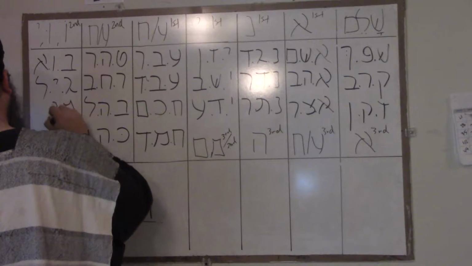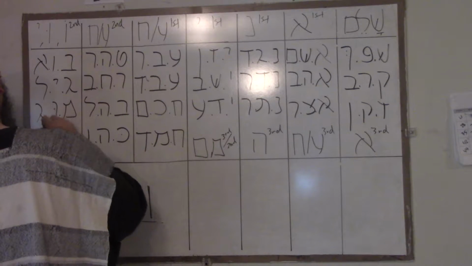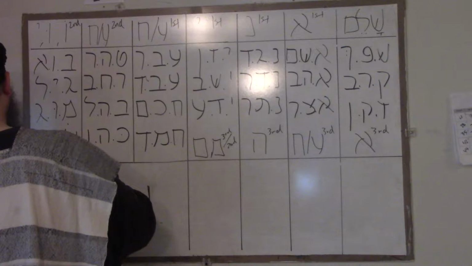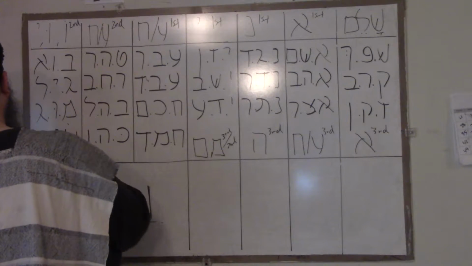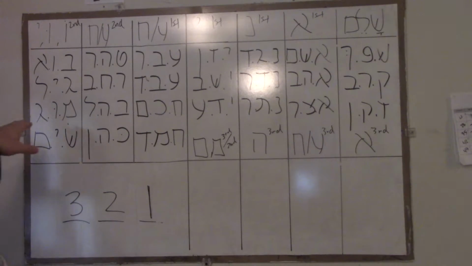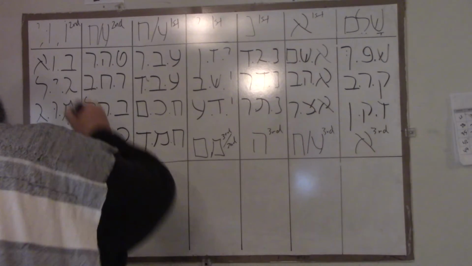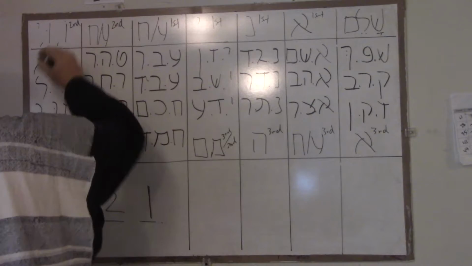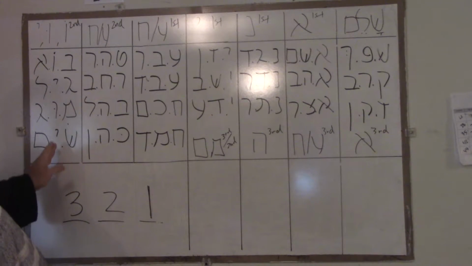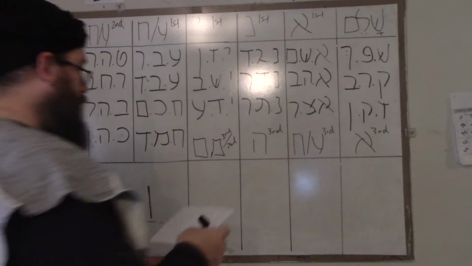Mem, Vav, Gimel. Sin, Yud, Mem Sofit. So we can see we have U, up here we have the O, and we have the Yud, which are in these root letters in the middle, and of course they're going to be weak.